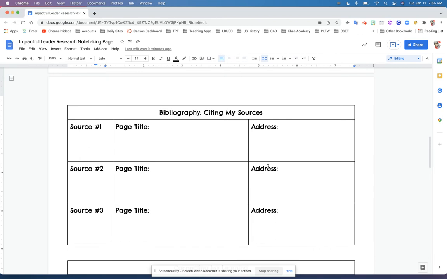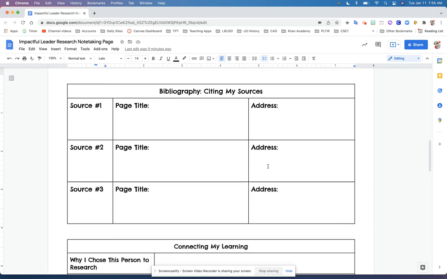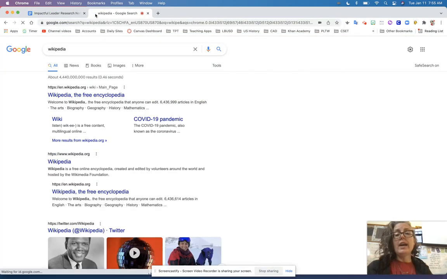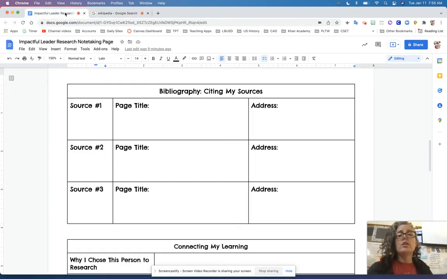Now, when it comes to sources, you're going to tell me the page title and the address, but I don't want the entire page title, and I don't want the entire web address. So let me give you an example. Let's say I am going to use Wikipedia. Okay, and you need to have at least 3 resources. At least 3 different resources need to be included in your research.